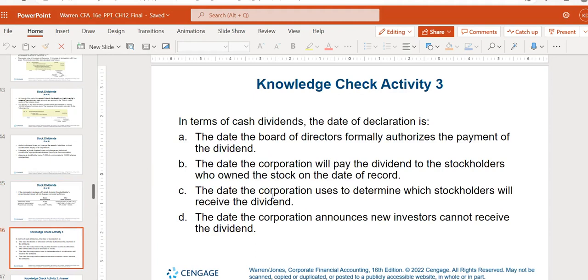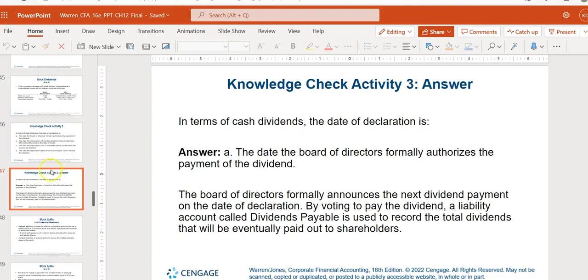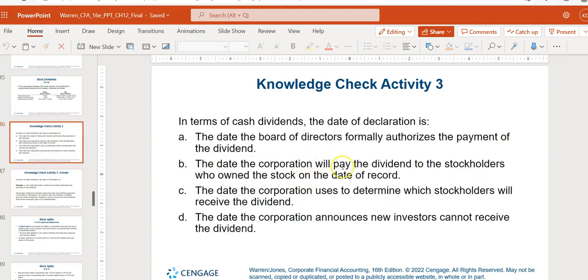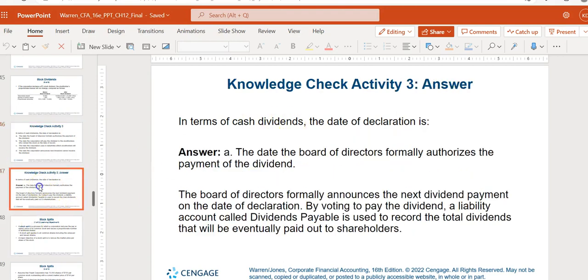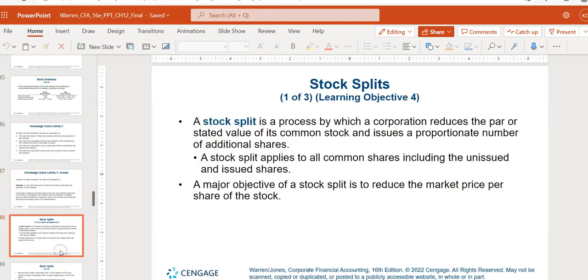In terms of cash dividends, the date of declaration is the date the board of directors formally authorizes the payment of the dividend; the date the corporation will pay the dividend; the date the corporation uses to determine which stockholders will receive it; the date the corporation announces new investors cannot receive the dividend. Well, okay. Right here. It's going to be B. Oh! Okay, the date the corporation will pay the dividends. Oh, nuts. That's date of record. Okay, there you go. Sorry, it's A. I read that wrong.